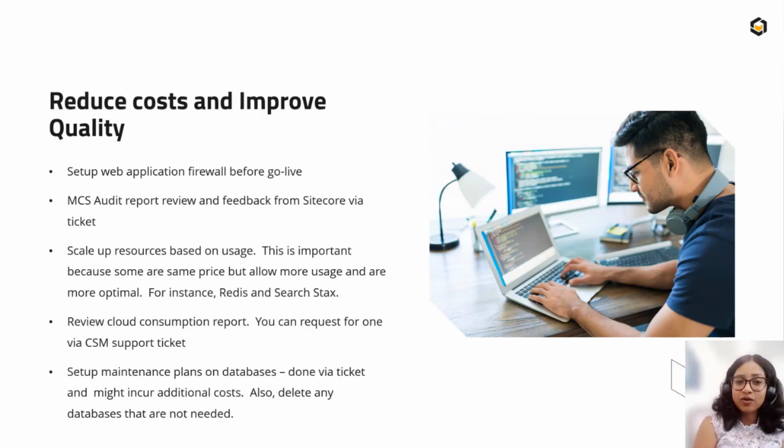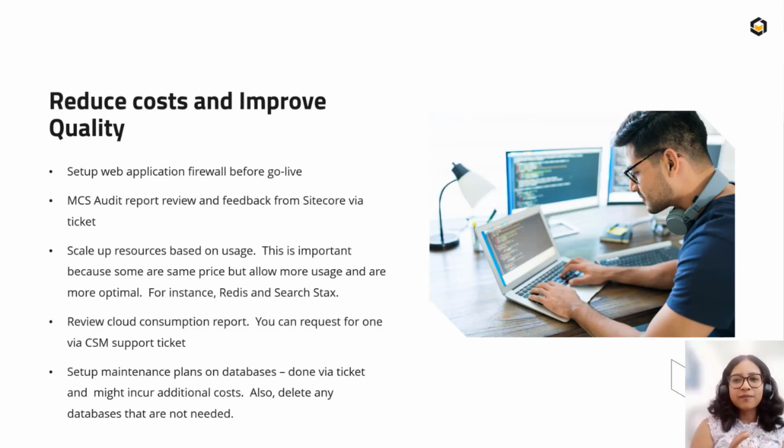I want to note that down, which is the MCS audit report. You can create a ticket with Sitecore and review the audit report that's sent to you to make sure that your SQL databases are up to par, maintenance plans are there, and some of these performance tweaks that I talked about are all in place. The audit really spells out what you need to do to keep security and performance in check. And again, we talked about it a little bit, but scaling up the resources based on the usage is super important. And there are some gotchas that I came to know, for example, Redis and search stacks.